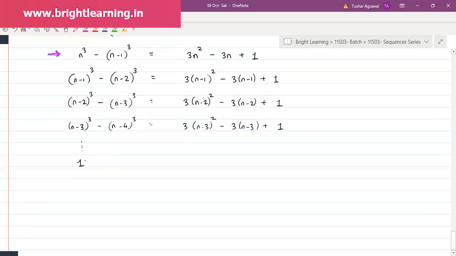Lastly, I will substitute 1 cube minus 0 cube. Correct? Because all these are natural numbers. First I substituted n, then the previous natural number, and so on. Finally, I will substitute the first natural number, 1 cube minus 0 cube. So this will become 3 into 1 square minus 3 into 1 and this addition 1. Up till here, no doubt.